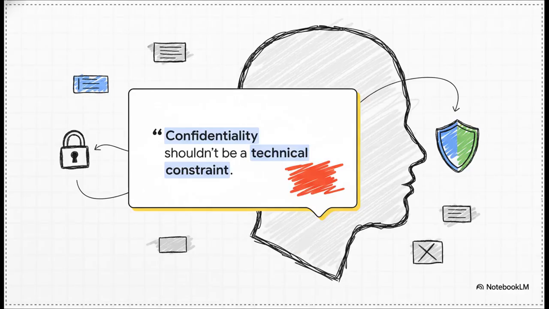I want to end with a quote from Cameron Stewart over at Agentic Layer that I think just perfectly captures the whole philosophy behind Blackout. "Confidentiality shouldn't be a technical constraint." For anyone out there working with sensitive conversations, this isn't just a feature, it's a mission. It's about letting you do your job effectively without ever having to compromise on protecting your clients, your sources, and your work.